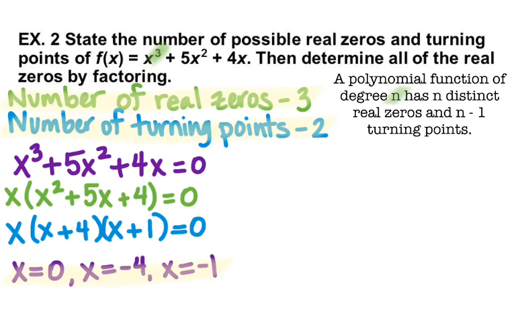You could graph this polynomial and you would see that it does cross and touch those points on the x-axis, and it does have two turning points. So 2 times that the graph turns and switches directions.